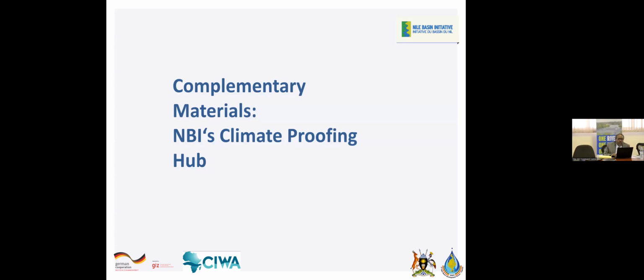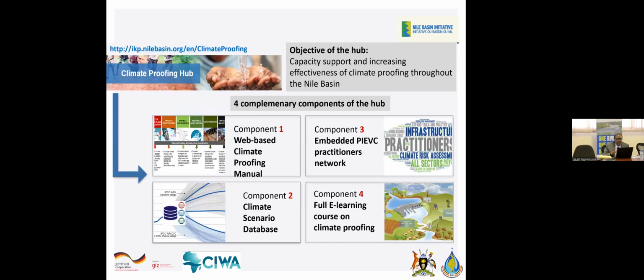And also there are complementary materials provided in our IKP. This is our official website, ikp.nilebasin.org. You will find hopefully valuable information related to these 4 components. We have a web-based climate proofing manual. It is a digitized manual. We also have a climate scenarios database. We have bias-corrected data, and we have the climate scenarios database in our IKP.